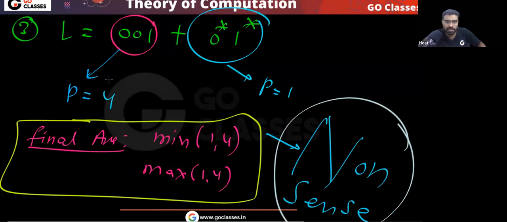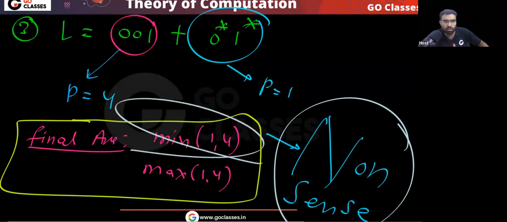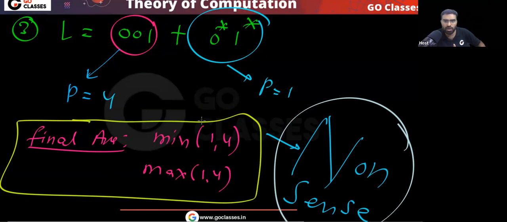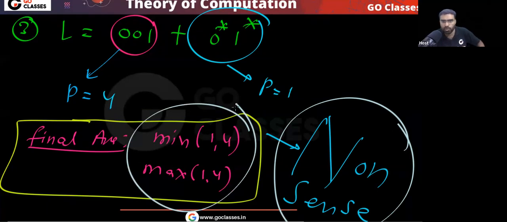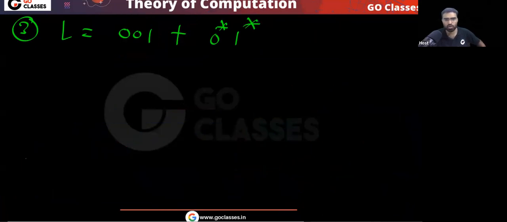Don't focus on parts. Again, I'm telling you, don't say, focus on this part, then find the minimum or find the maximum. Everything is nonsense. Is this clear? This is a big nonsense, because you have to focus on the language, not on the parts of it.